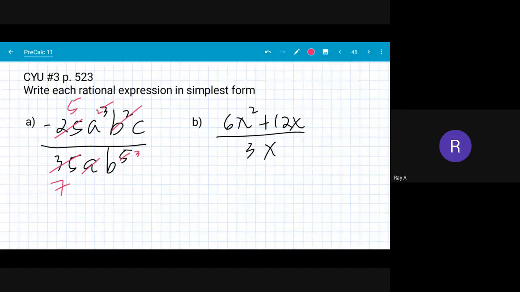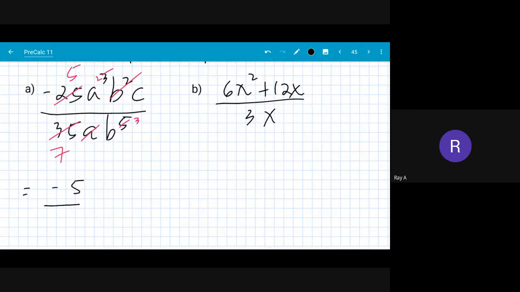Okay, so let's see what we have. We have negative 5 for the numerator. There's a 7 in the denominator. The a still remains on top. The a in the bottom is gone. The b in the top is gone. The b on the bottom now has an exponent of 3. What about the c? Well, the c remains on top. And there's your answer.